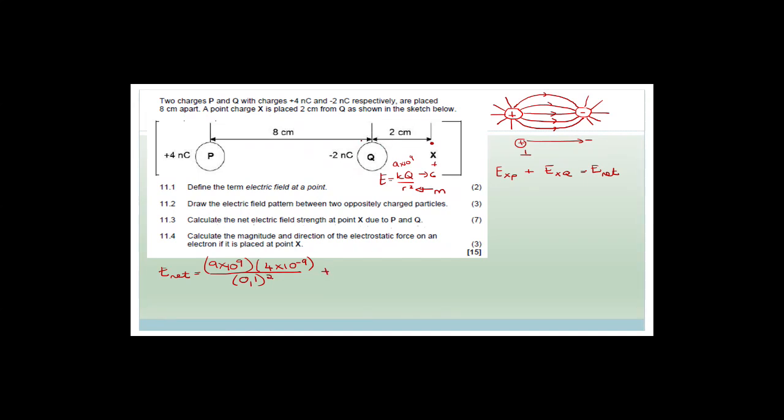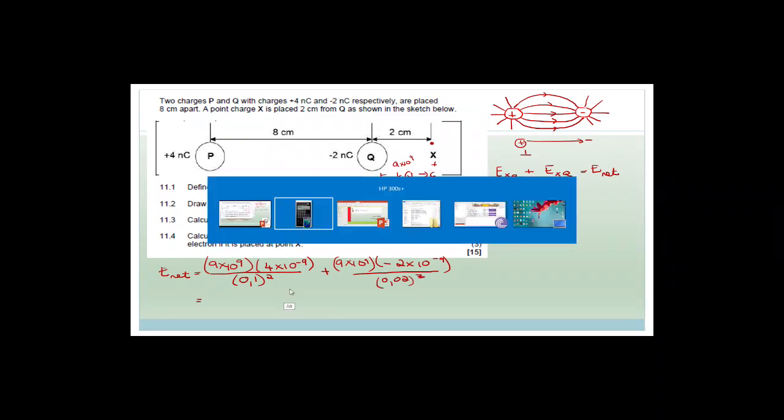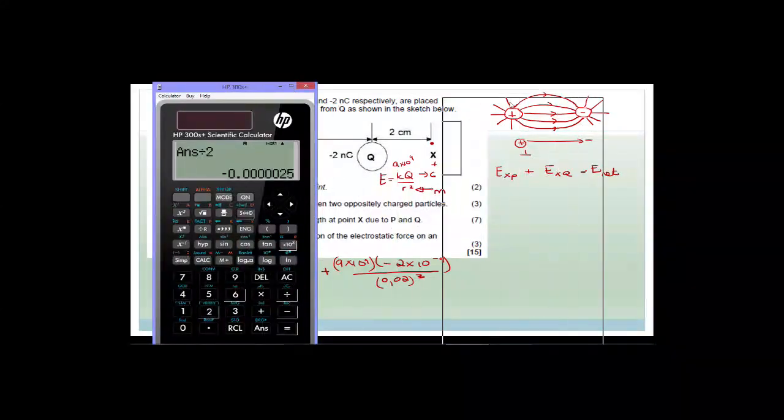plus, now we're just looking at the electric field strength due to Q. It is going to again be 9 times 10 to the 9, but this time it's going to be negative 2 times 10 to the minus 9. You don't really have to worry about whether it's plus or minus, for the simple reason that this is a negative, all over r, which is 2 centimeters, which is 0.02, all squared. Okay, and now we need to just get out our calculator and do this.